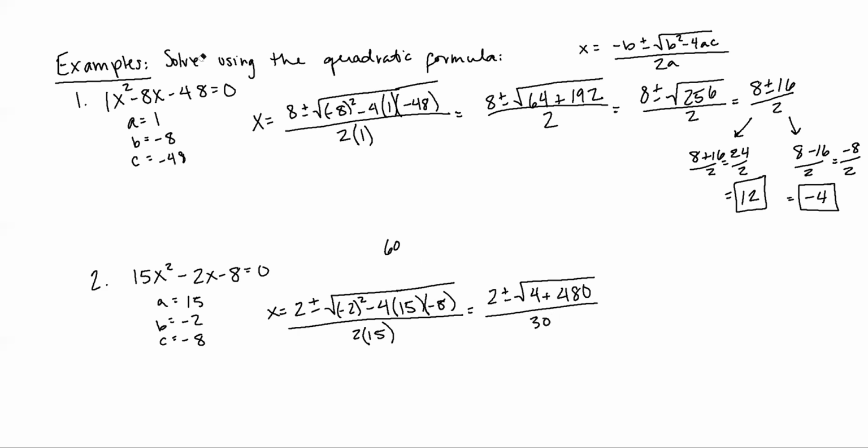And now, if we add those two numbers together on the inside, we get 2 plus or minus the square root of 484 over 30.